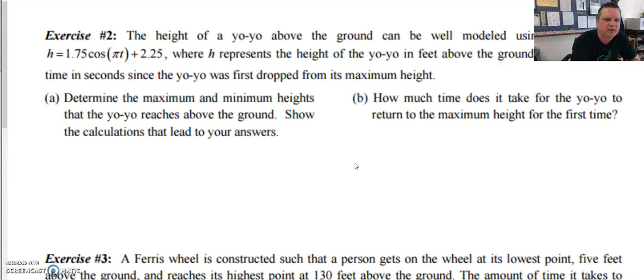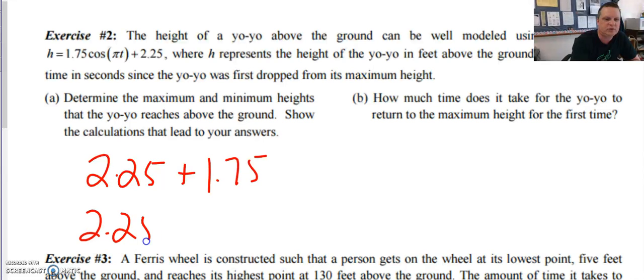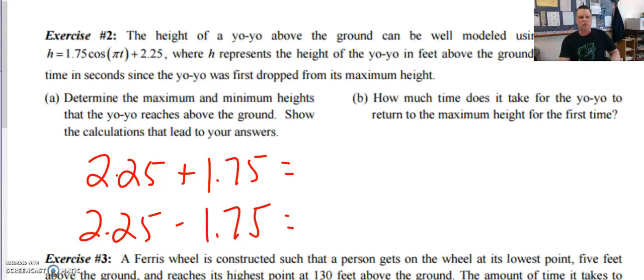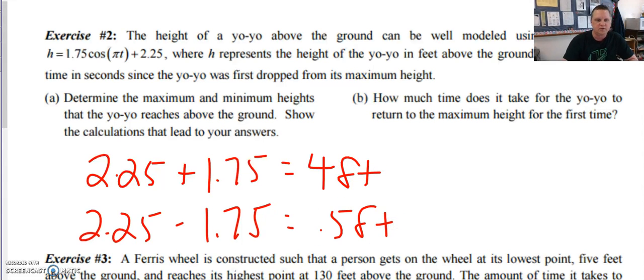Max min, you have your midline, which is 2.25. Then we add to it the 1.75. 2.25 minus 1.75, because that's going to give you your max and min using your midline and your amplitude. So we do this top one, we get 4, and what are we talking about? It's feet, 4 feet, and the other one is 0.5 feet. So that's your max and min heights.